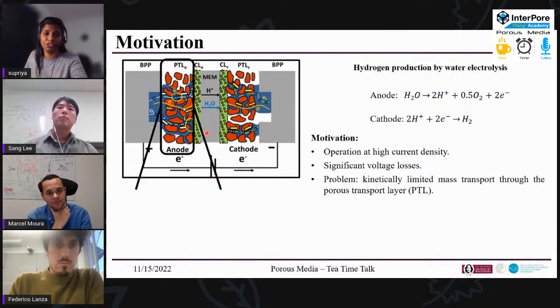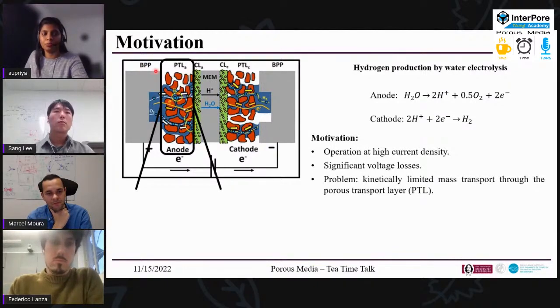So what is basically the PEM water electrolyzer? Usually in the PEM water electrolyzer, we have two different sections, the anode and the cathode. In the anode, we have our bipolar plates where we have our water flowing, and we have our porous transport layer, mentioned as PTL, and then we have our anode catalyst layer. And then moving to the cathode, again we have our cathode layer and a porous transport layer at the cathode side and also the bipolar plates.